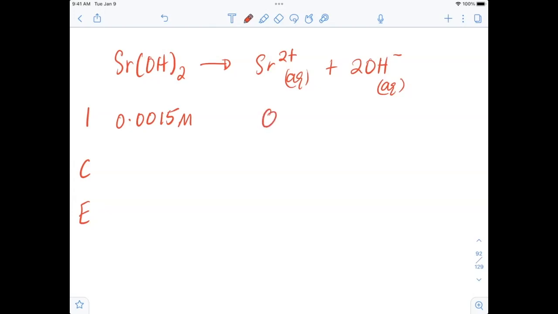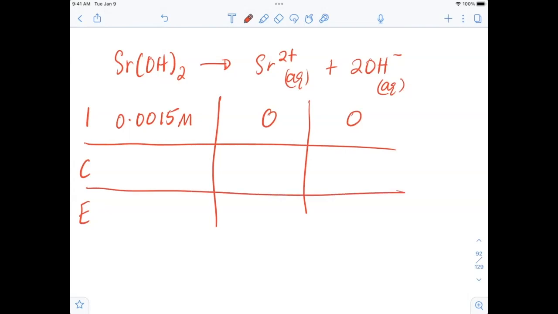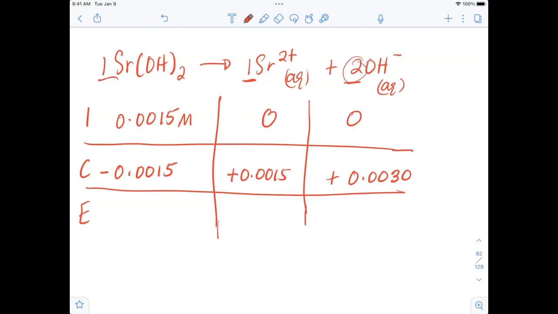This is our initial 0, 0 before ionization takes place, before those bonds got broken to make the ions. And then when the ionization is taking place and you're processing the molecule, for each molecule that gets processed, we have one amount of strontium ion, twice the amount of hydroxide. So here we're going to have minus 0.0015 plus 0.0015 and then plus 0.0030, correct? Because this has to be double the amount. This has to follow the 1 to 1 to 2 mole ratio.